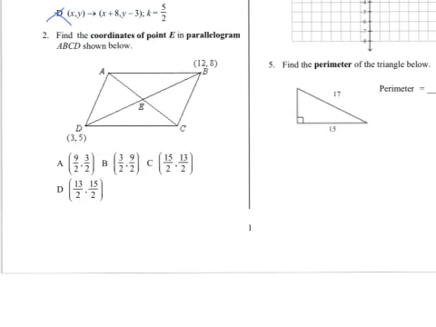Question number 2 asks us to find the coordinates of point E in the parallelogram. Hopefully you notice that point E is right where the diagonals intersect. And I don't know if you remember, but the diagonals of a parallelogram always bisect each other. So that means they cut each other in half. So actually point E is right in the middle. And if it's right in the middle, then what we need to find is the midpoint. And hopefully your teachers taught you the midpoint formula.